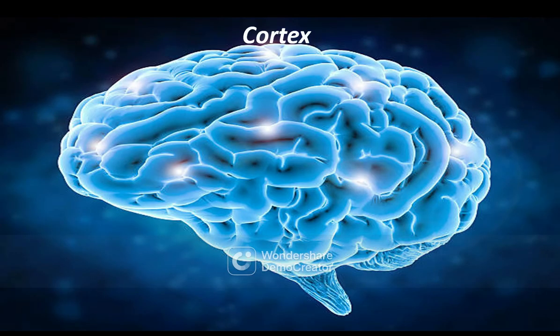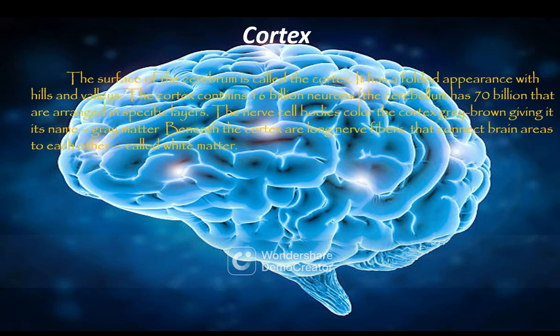Cortex. The surface of the cerebrum is called the cortex. It has a folded appearance with hills and valleys. The cortex contains 16 billion neurons that are arranged in specific layers. The nerve cell bodies color the cortex gray-brown, giving it its name, gray matter. Beneath the cortex are long nerve fibers that connect brain areas to each other, called white matter. The cortex contains neurons which are interconnected to other brain areas by axons.